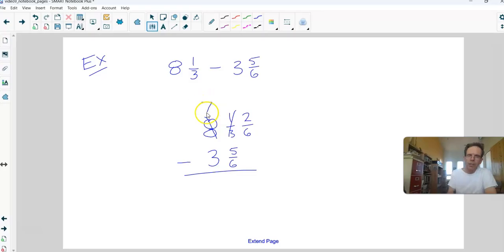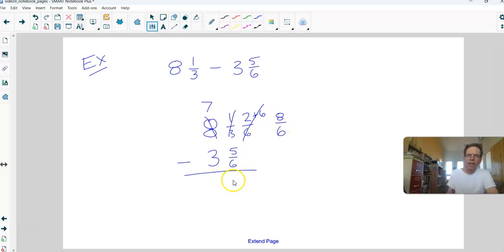The 8 would become a 7. But then how many sixths is 1? Well, it's 6/6. So we have to add 6 to the numerator here. So our fraction is really 8 sixths after we've borrowed. I'll cross that out because we have 8/6. So we had 1/3, we got 2/6. We needed to borrow, we added 1 to it, but 1 is 6 sixths. That gives 8/6.